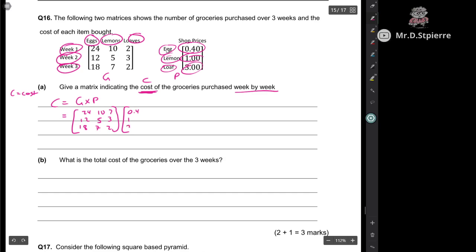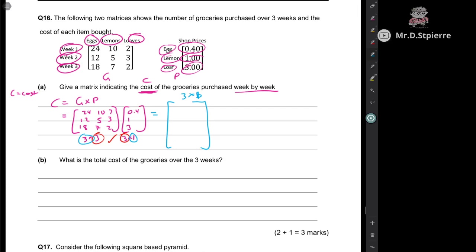1, 3. Okay, can we do this multiplication? This is a 3 by 3 times a 3 by 1. Look at the middle numbers. That's a 3 and a 3. Yes, we can do it. We look at the outside numbers. That tells us our answer. So our answer is going to be a 3 by 1 matrix. And allow plenty of space.